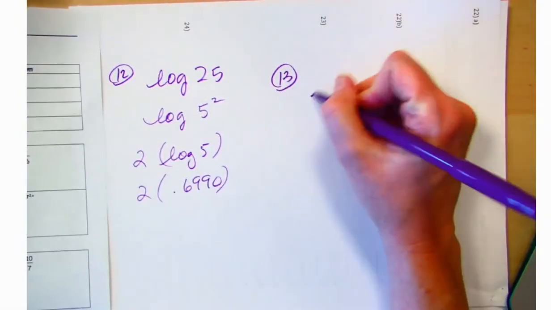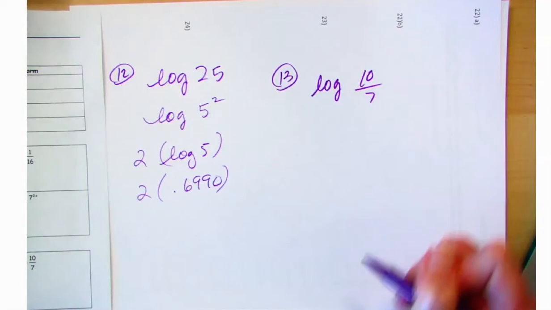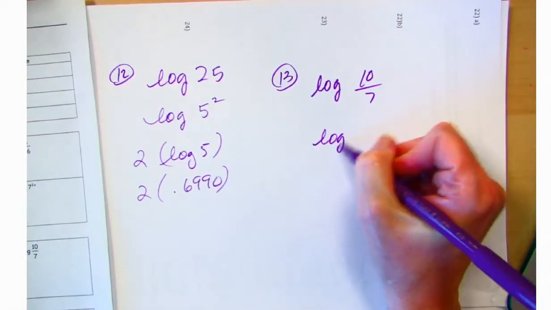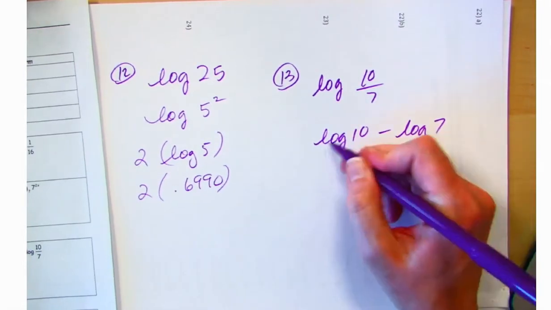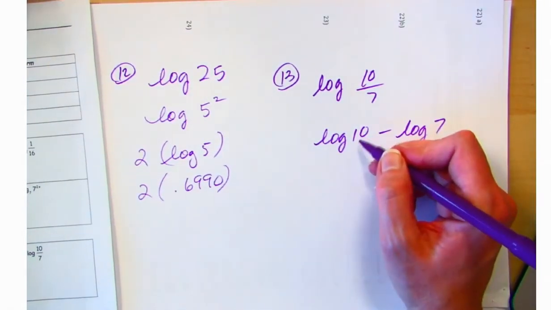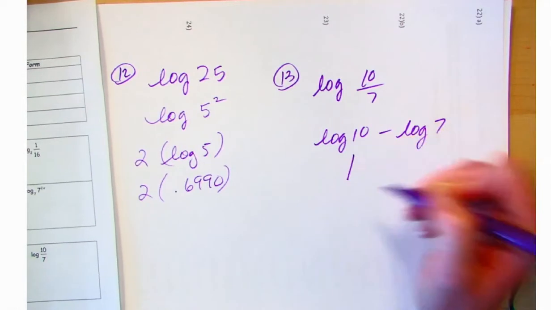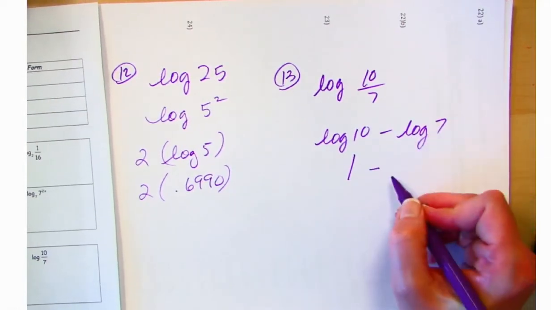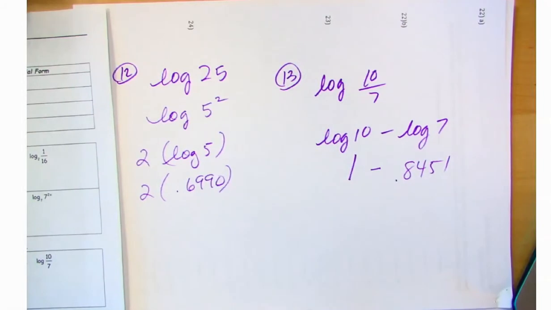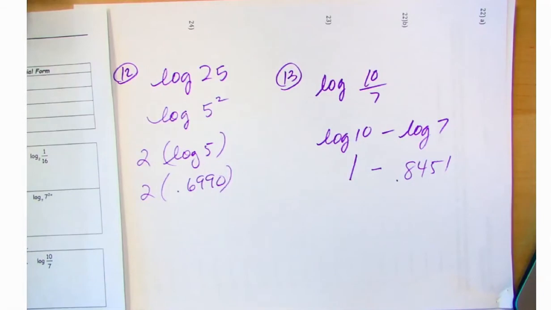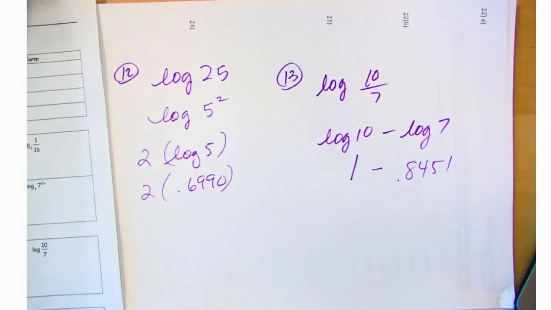Now for number 13, log of 10 divided by 7 is log of 10 minus log of 7. So that's log base 10 of 10, which don't miss that, it's 1, minus log 7, which is 0.8415. So whatever 1 minus 0.8415 is, 0.1549, I guess, is whatever that is. Okay?